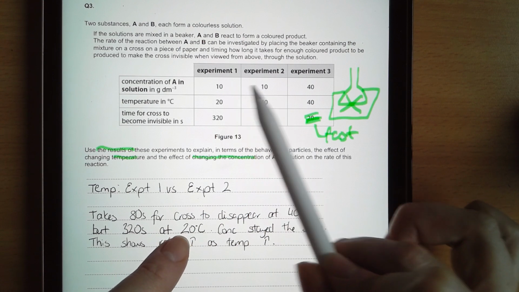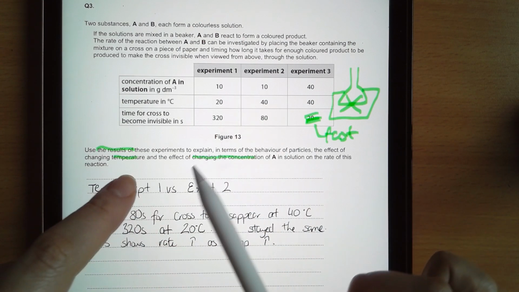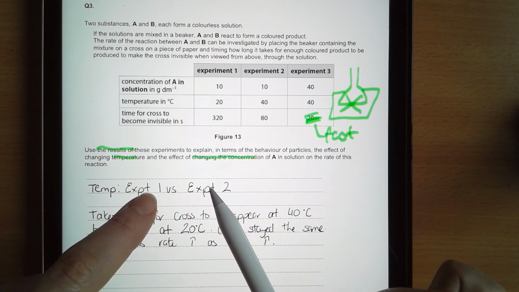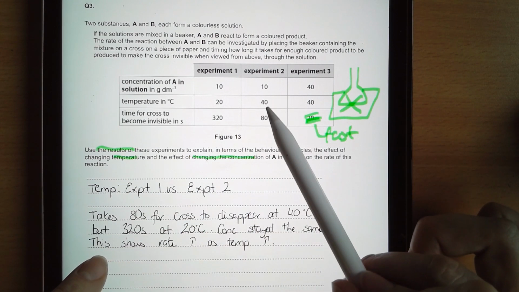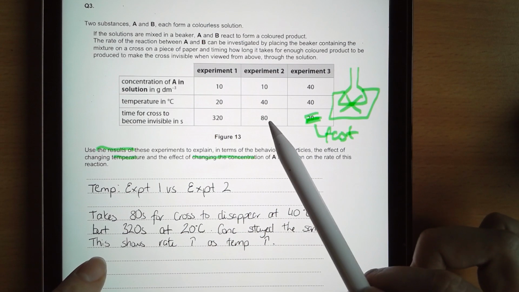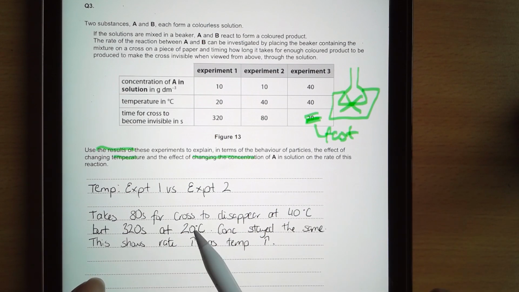I've then mentioned that concentration stays the same, but you can see that I'm talking about experiment 1 and experiment 2. So then I can say that because you've got an increased temperature and the cross disappears faster, I can say that this shows that rate increases as temperature increases.